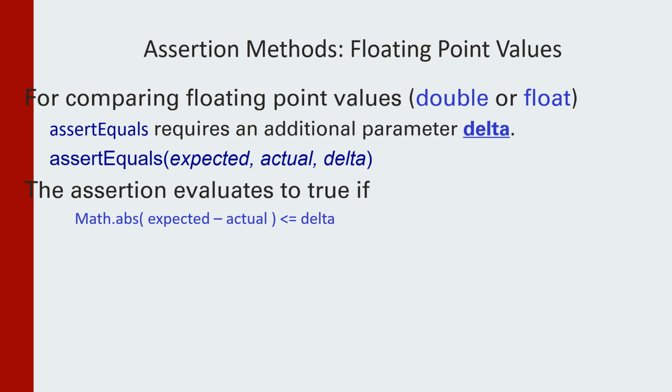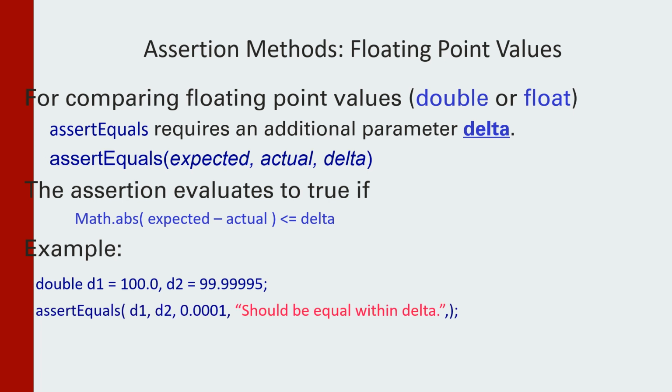So if you have something like, for example, double d1 is equal to 100.0 exactly, and d2 is equal to 99.99995, we're going to say d1, d2, and then say how close we want them to be, 0.0001, and we'll say it's going to be equal within delta. And so for our purposes, these two values are close enough. You'll have to decide what you want that delta to be given whatever context you're writing your programs in.